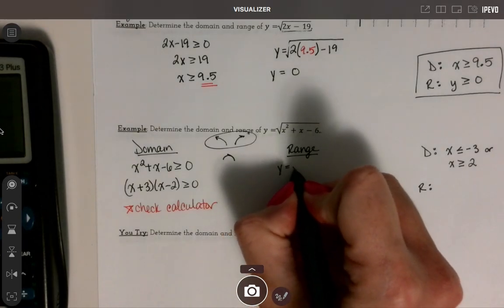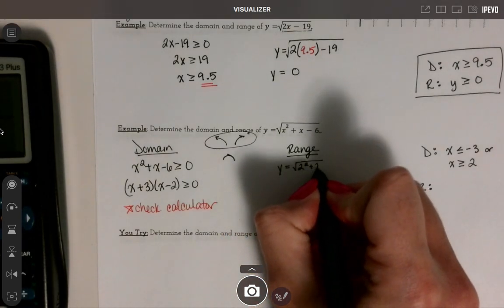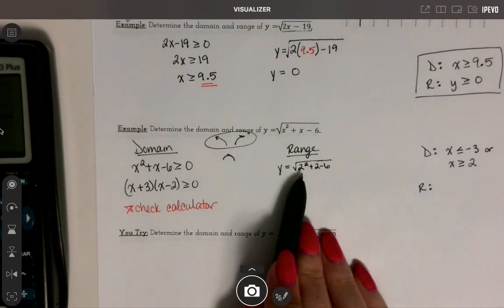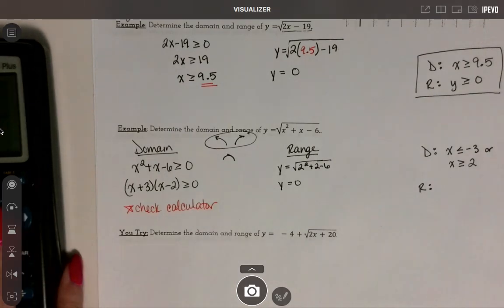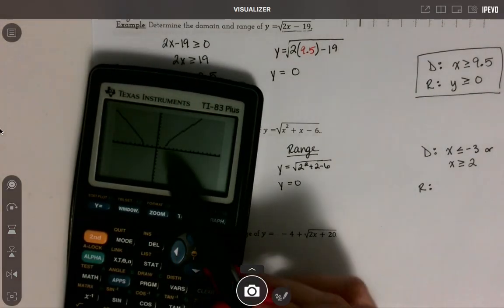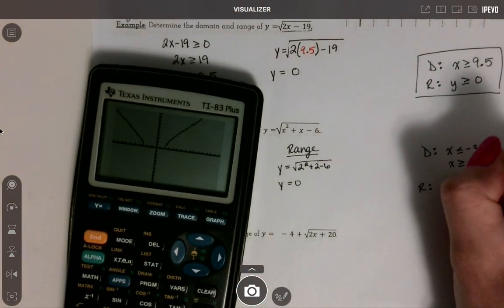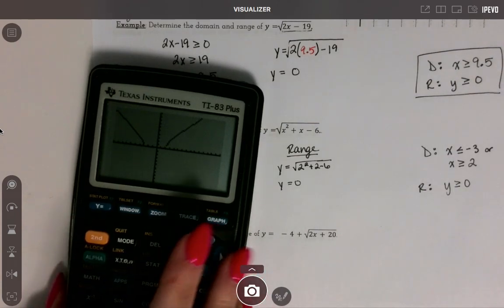So I have y equals the square root of 2 squared plus 2 minus 6. Well, 4 plus 2 is 6, minus 6 is 0, so y equals 0. And then I can also see on my graph that it is going up. So my range is y is greater than or equal to 0.